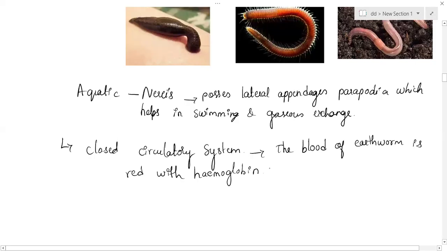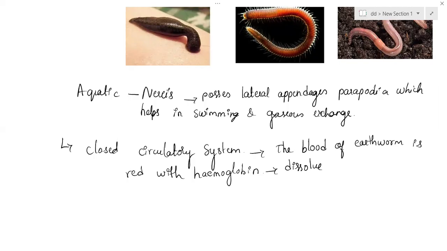So where hemoglobin is present, it easily dissolves in the plasma. You know about blood, right? Heme is separate, globin is a protein. Heme is iron, whereas globin is a protein. Iron binds with the protein, so we call this hemoglobin. Hemoglobin is a protein, but chemically, the red color is because of iron. It dissolves in the plasma.